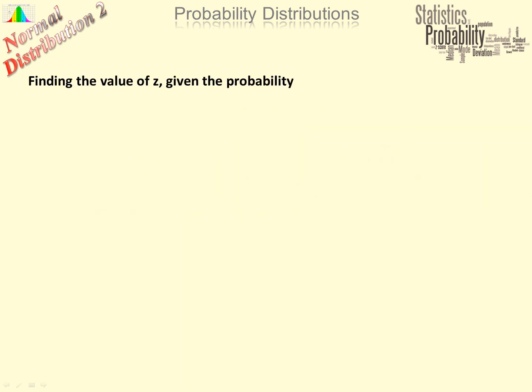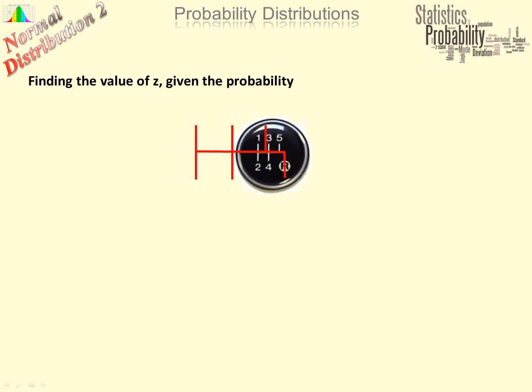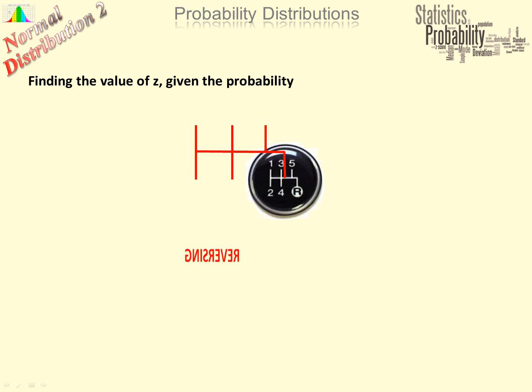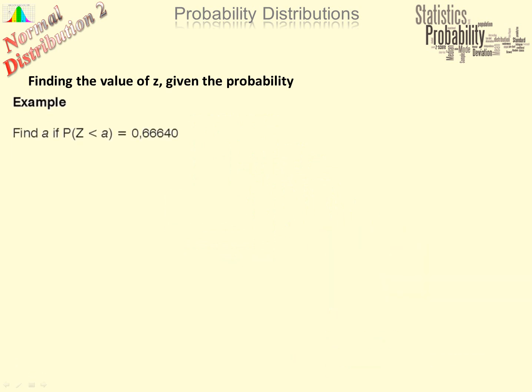Right, so now, instead of being given the Z value and using it to find the probability, we're given the probability and we're finding the Z value. So, find A if the probability of Z less than A is equal to 0.66640.